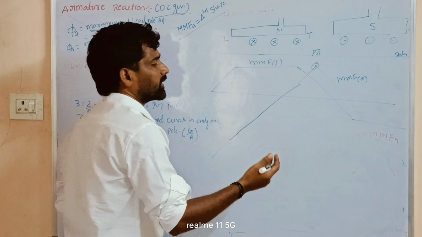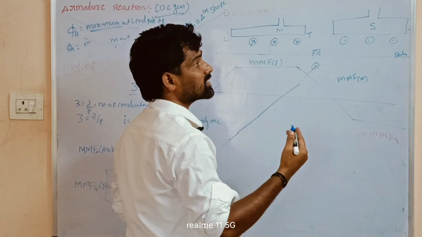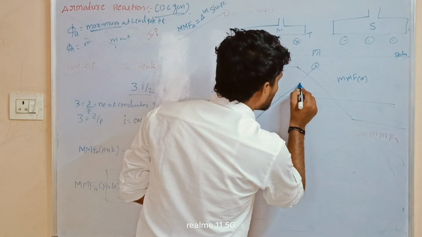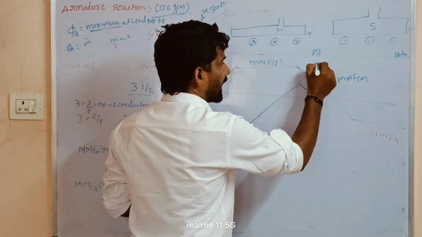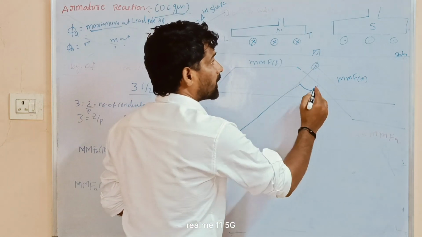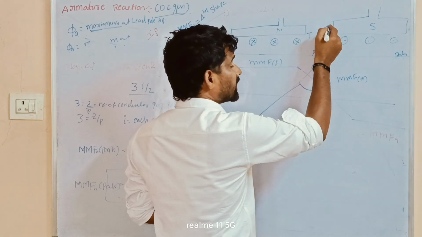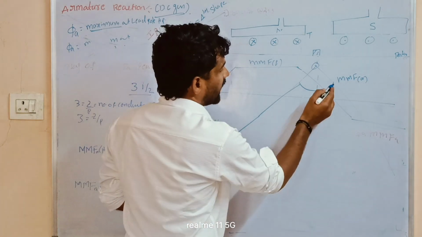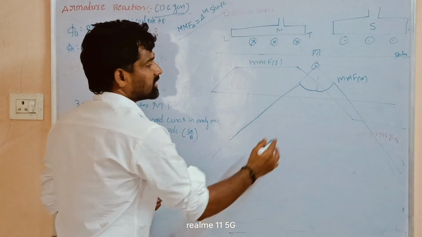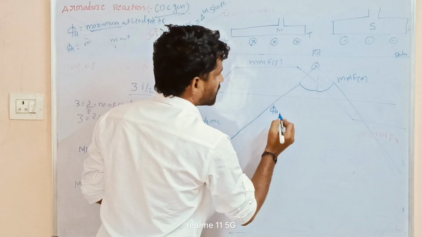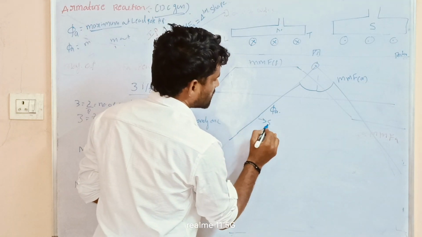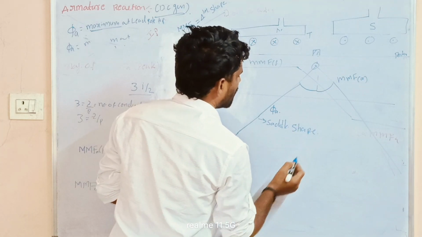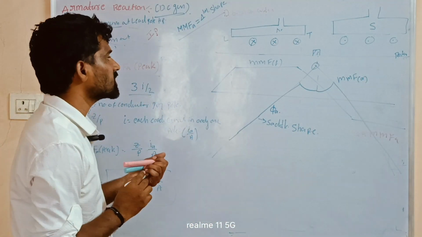After the trailing tip, what happened? The air gap length increases. When the gap length increases, reluctance increases and flux is reduced. So from here to here, flux is reduced, up to the interpole tip. After the interpole tip, the air gap decreases, so reluctance decreases and flux increases. Again from here to here it is linear. So the armature flux shape is a saddle shape.